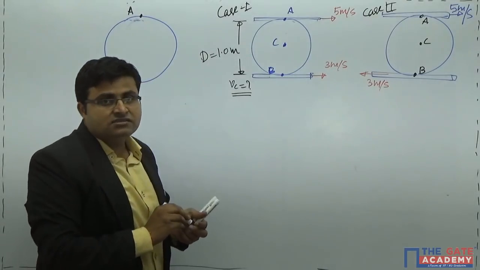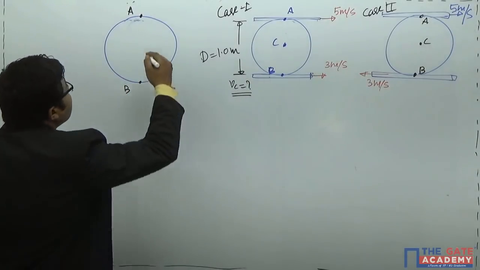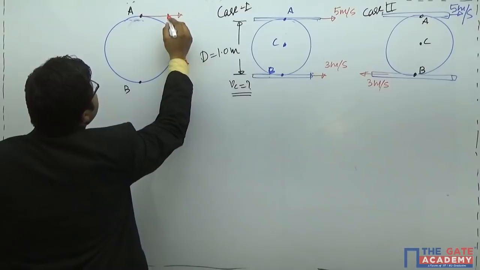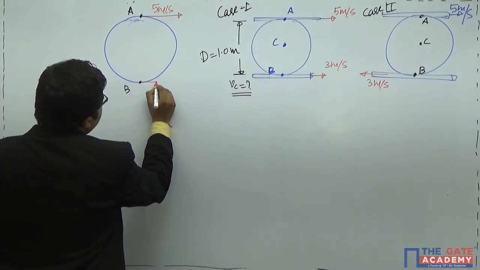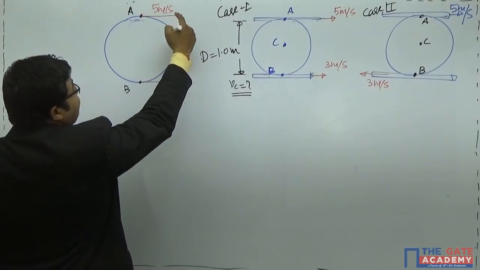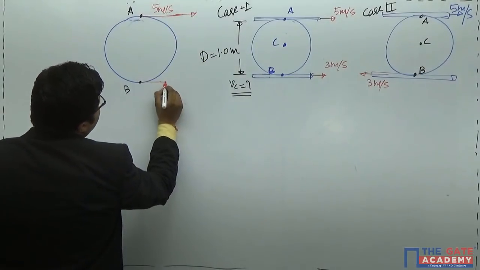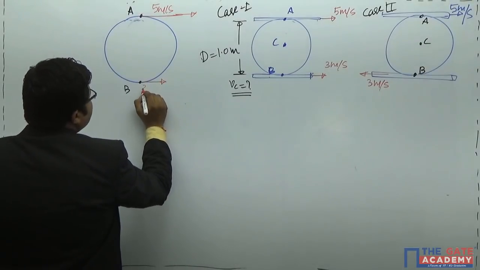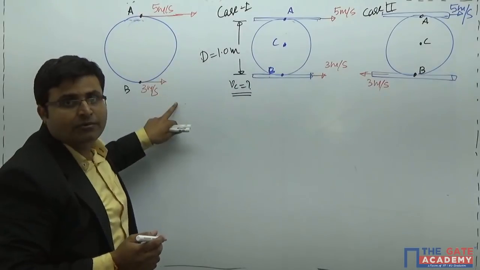And as this is semi-graphical method, you should be a little careful about the vectors. This is 5 meter per second. Obviously, 3 meter per second should be slightly less than this 5 meter per second. If this is 5 meter per second, I can assume this to be 3 meter per second. Okay, this is slightly less than 5 meter per second.